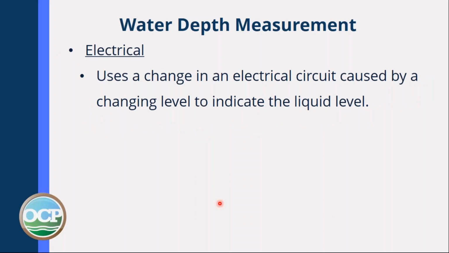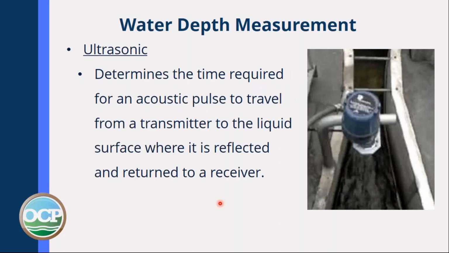We can use electrical circuits so that as the water level changes, we can determine the level of the water by an electric current. We can use ultrasonics where we send sound waves down, and the time it takes that sound to bounce back will give you an indication of the distance between this and the water. And since you know the level of the bottom of the channel, you can determine the depth of the water at that time.